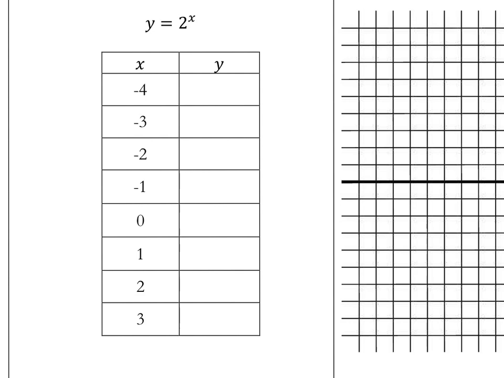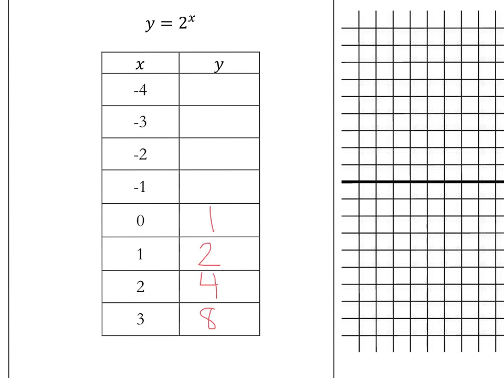So if we plug in 0, 2 to the 0 would be 1. If we plug in 1, 2 to the first is 2. If we plug in 2, we get out 4. Plug in 3, we get out 8. So those are the easy values.